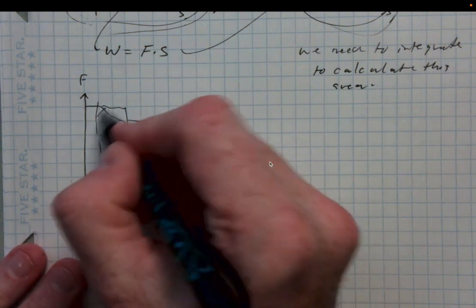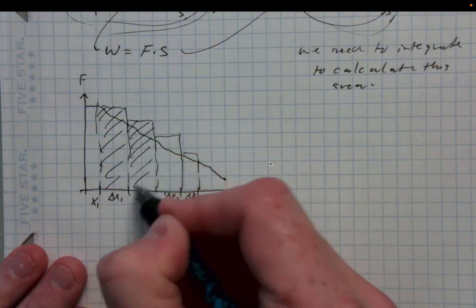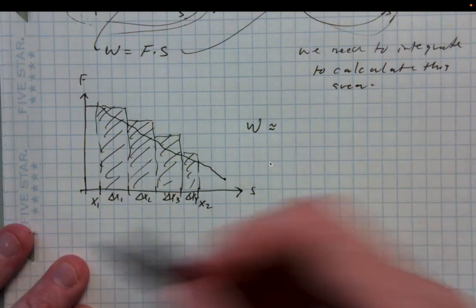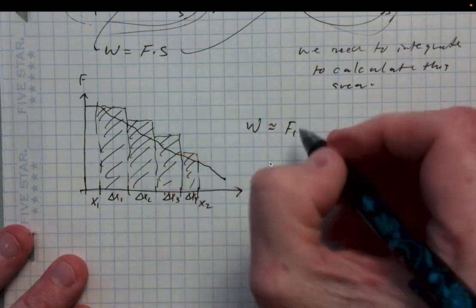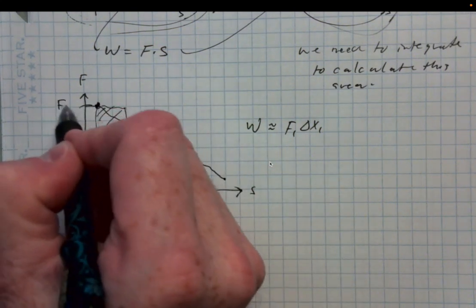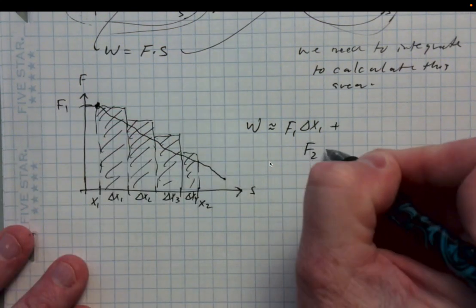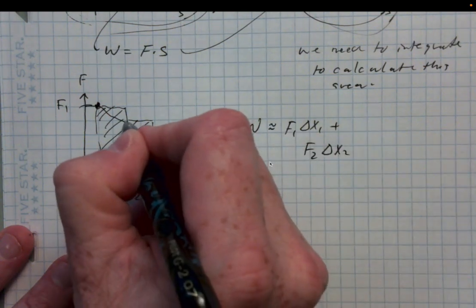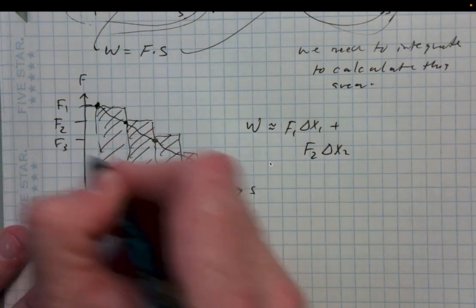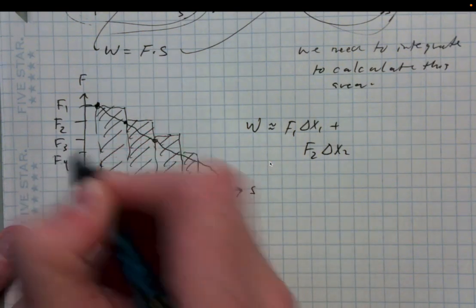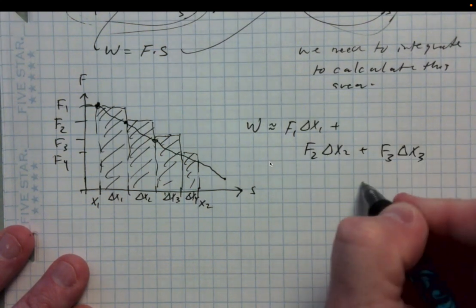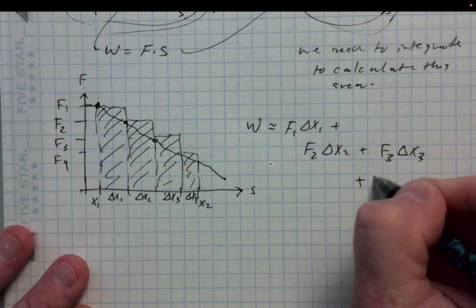And so if I calculate this area, and then add to it this area, and this area, and then this area, then I get an approximation for the work, right? An approximation for the area would be like f1 delta x1, f1 being the height here, plus f2 delta x2, where f2 would be like this, and then f3 would be here, and f4 would be here, right? So this is just a sum, like a sum product, right?